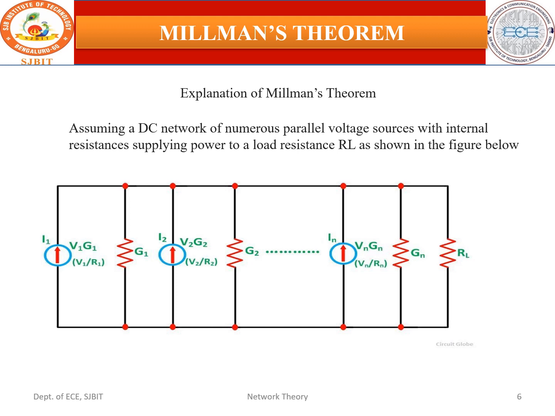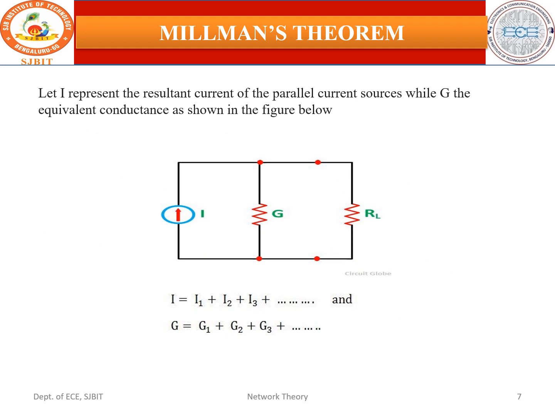So here, assume a DC network of numerous parallel voltage sources with internal resistance supplying power to a load resistance RL as shown in the figure below. Here V1 G1 is nothing but V1 by R1, and V2 G2 is nothing but I2, and then I3 and In Gn. This can be converted into a voltage source, or we can represent it as a current source.